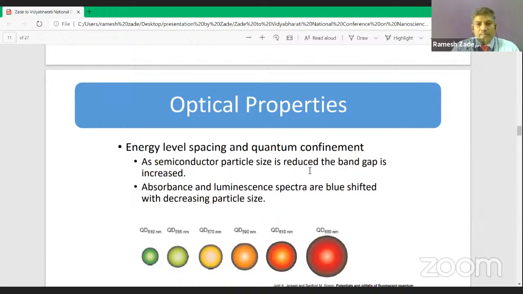Here it is because of the increased band gap. The band gap is increased, and that's why the amount of energy to jump from the valence band to the conduction band will be more, and that's why we are getting a blue shift.